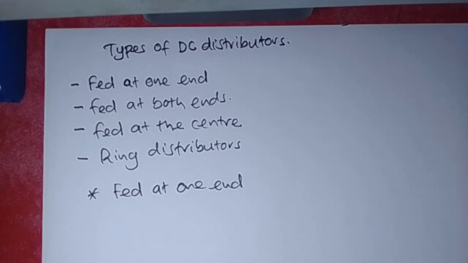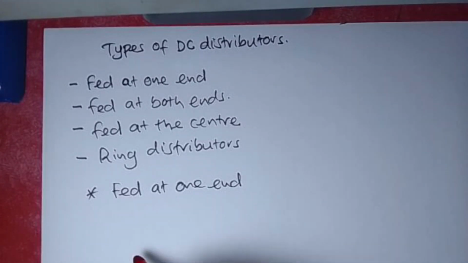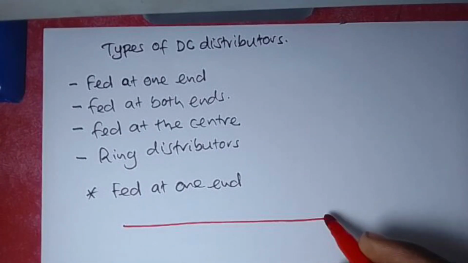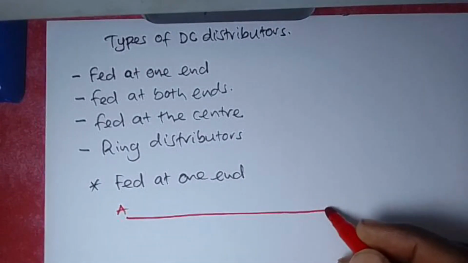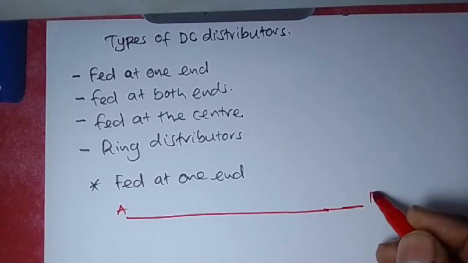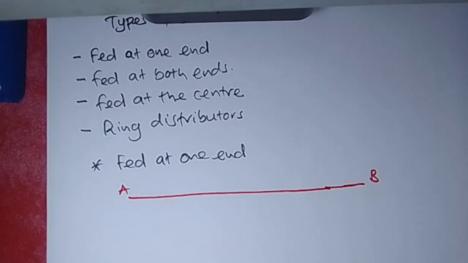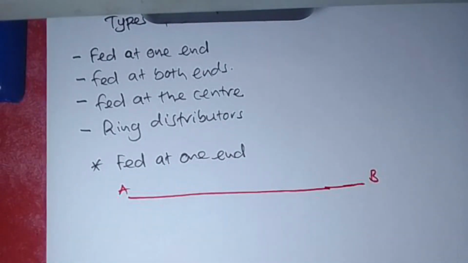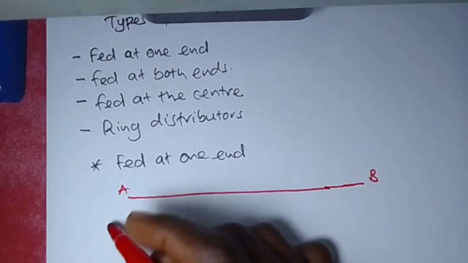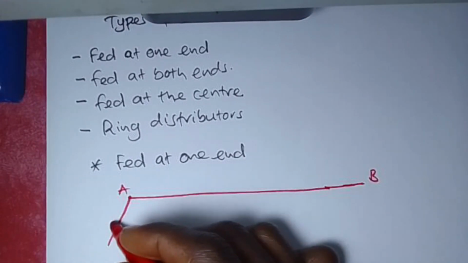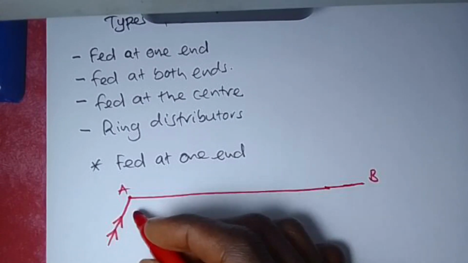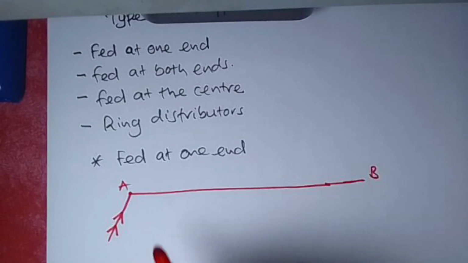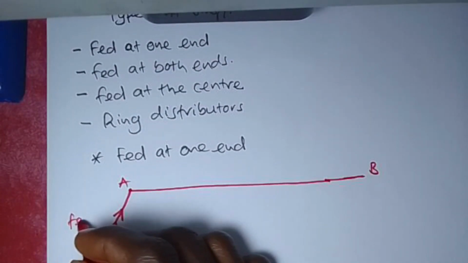So looking at it in that format, we shall say that the DC distributor fed at one end can be just a distributor like this, maybe running from point A to point B. Now when it is running from point A to point B, we are going to pick off respective loads, but it is fed at one end. So assuming it is being fed from point A, I will have it receiving a particular current I. So these two arrows I'm going to be using to represent a feeder. So this here is what I call my feeder.